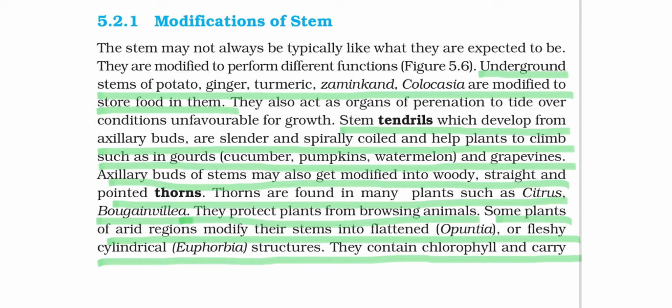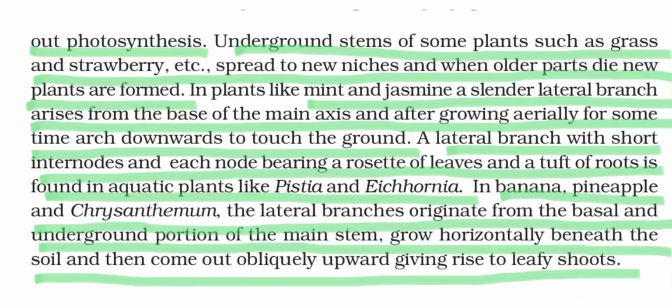अभी मैंने आपको कुछ examples दिए थे like potato, ginger और ज़मीनकंद, colocasia. So they are also included for modification for vegetative propagation, but some other examples are also discussed over here. Actually some underground stems of plants like grass and strawberry etc., they spread to new niche, means new areas, and when older parts die the new plants are formed. Similarly more examples are in plants like mint and jasmine.